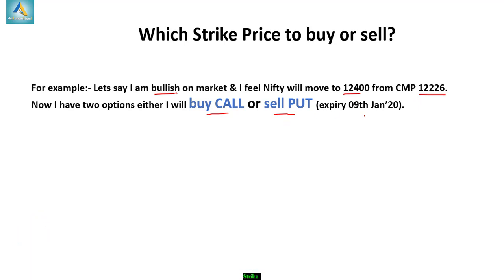And I'm taking the example here of expiry 9th Jan 2020. Now you may wonder in your mind, why am I taking this expiry of 9th Jan 2020 and 12,400, 12,226?